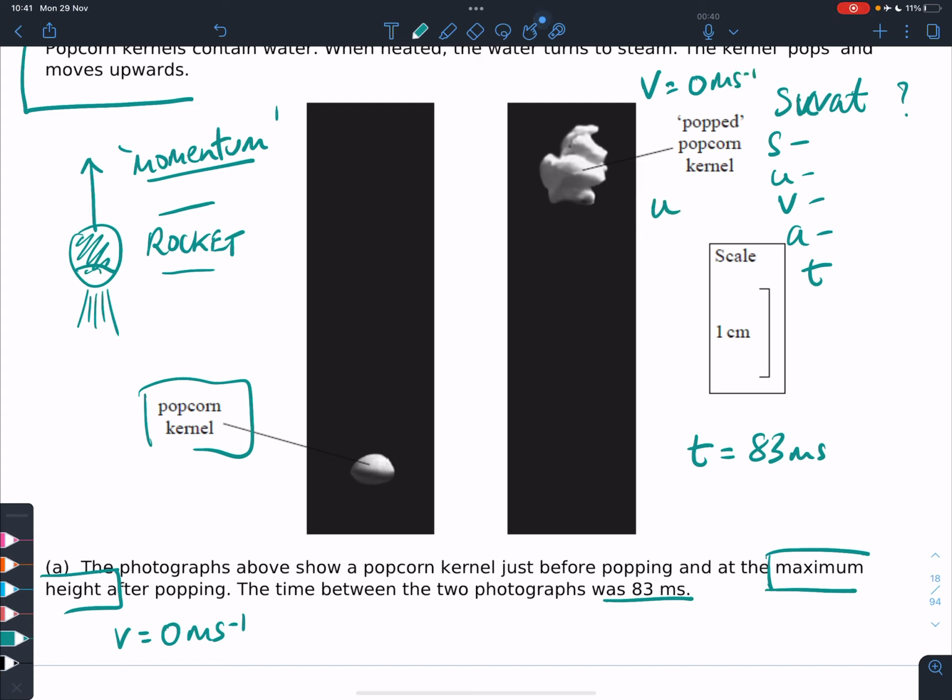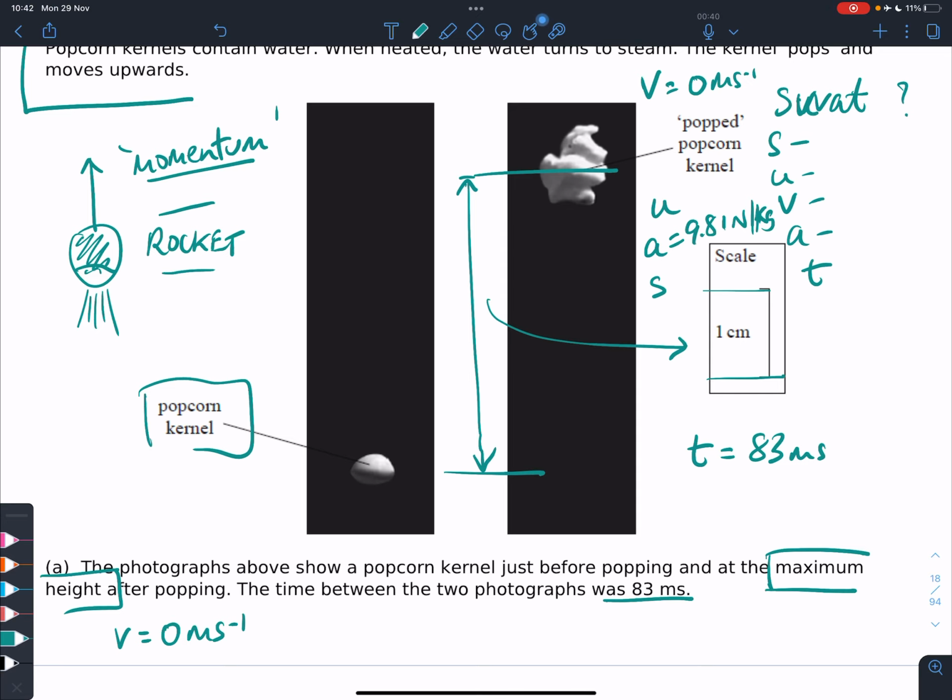And you will need to know the acceleration due to gravity is 9.81 newtons per kilogram, or meters per second squared. And what else do we know? This distance, we're going to find out because we've been given a scale. So you're actually going to have to measure this distance, approximately the middle of each is probably fine. So we're going to measure that distance there, and we're going to convert it using the scale to work out how many centimeters it is in real life.